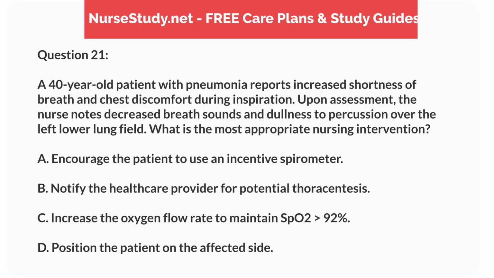Question 21. A 40-year-old patient with pneumonia reports increased shortness of breath and chest discomfort during inspiration. Upon assessment, the nurse notes decreased breath sounds and dullness to percussion over the left lower lung field. What is the most appropriate nursing intervention? A. Encourage the patient to use an incentive spirometer. B. Notify the healthcare provider for potential thoracentesis. C. Increase the oxygen flow rate to maintain SpO2 greater than 92%. D. Position the patient on the affected side.